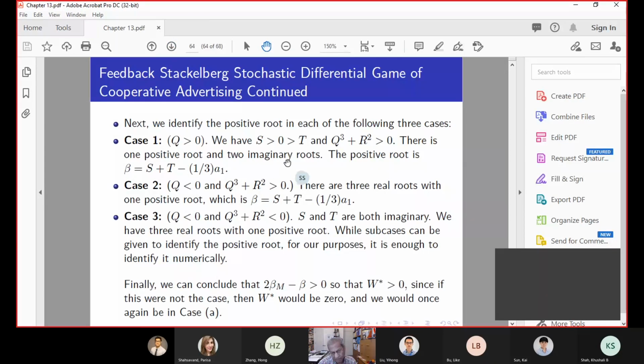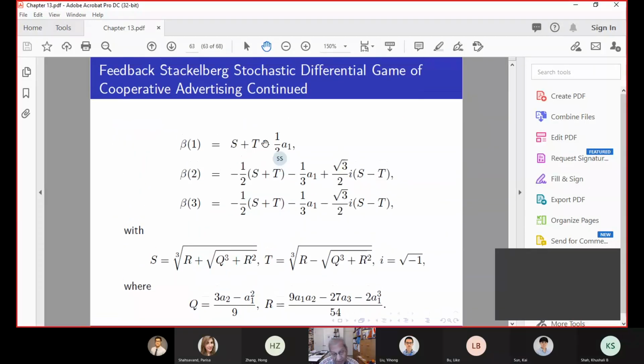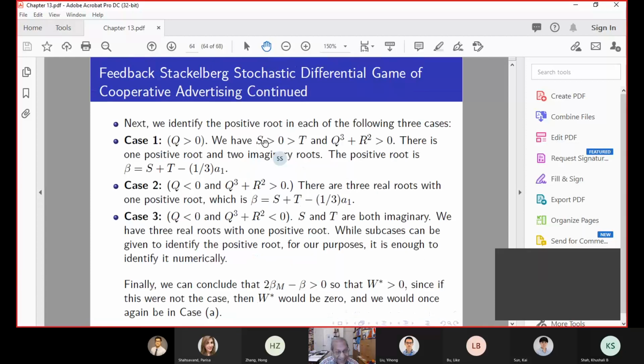So this is all coming from a course on solving algebraic equations. So we have the case q bigger than 0, the case q less than 0, and we identify. See, even though it is a closed form solution, it's not so easy to solve. So if q is bigger than 0, then we have this, and there's only one positive root and two imaginary roots, and the positive root is given by this.